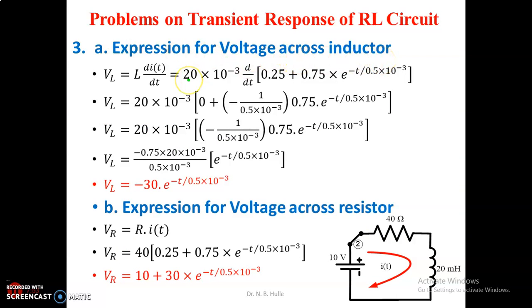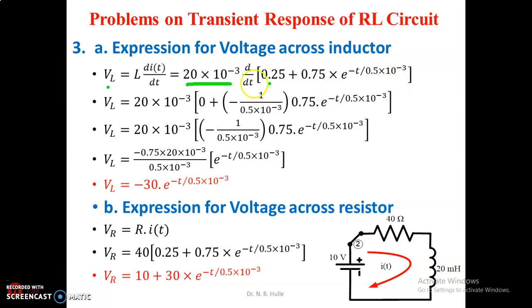Now we will try to find its expression for voltage across the inductor. It is better to use one expression, because many times we have different equations for the source driven circuit and the source free circuit with initial condition. That equation is VL is equal to L into di by dt. Here L is the inductor, which is 20 into 10 raised to the power of minus 3. Differentiating with respect to t the current, 0.25 plus 0.75 into e raised to the power of minus t by tau, where tau is 0.5 into 10 raised to the power of minus 3.